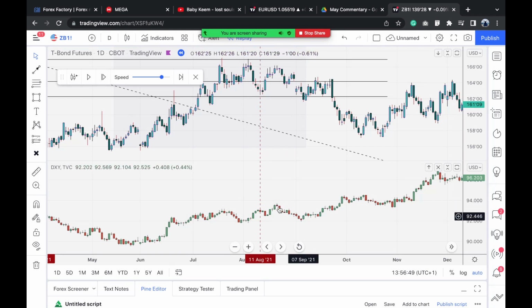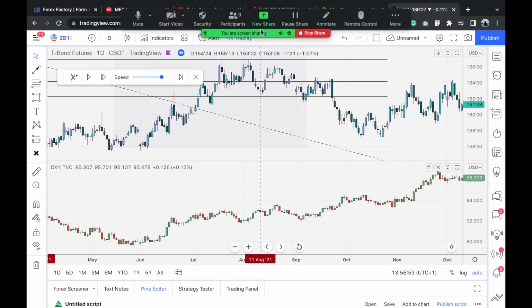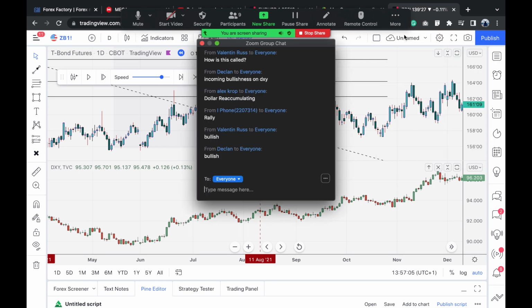Is this a bearish signal on dollar or is this a bullish signal on dollar? Let me ask you guys a question. You're seeing the bond prices break structure to the downside, but dollar's also breaking structure to the downside. What is that to you? Exactly what I was looking for.